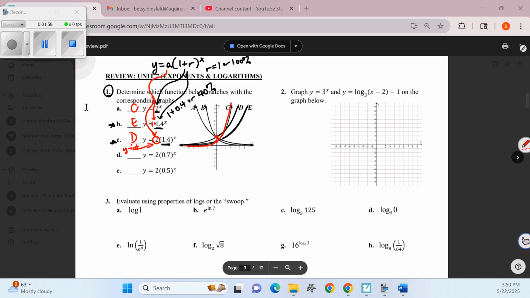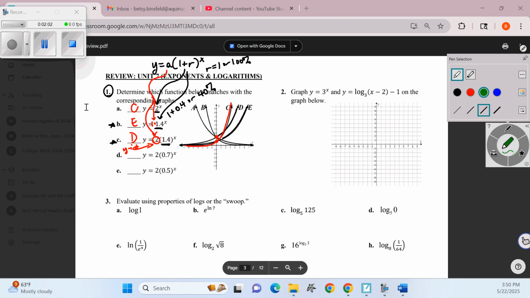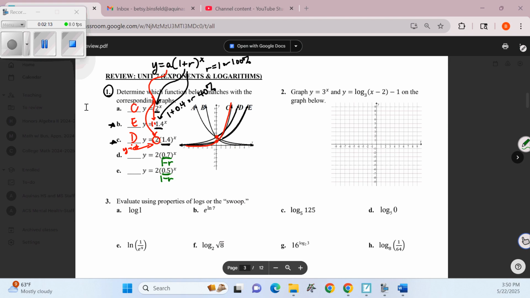By similar means, when you are decaying, and we know that we're decaying here because the value is less than 1 that's being raised to the power, this is 1 minus r, and this is 1 minus r. It feels like the one that's growing slower is the smaller number, but that's actually the opposite. This would be 1 minus 0.3, or a 30% decay. To get to that 0.7, this would be 1 minus 0.5, or a 50% decay.